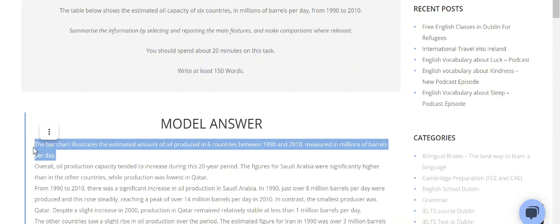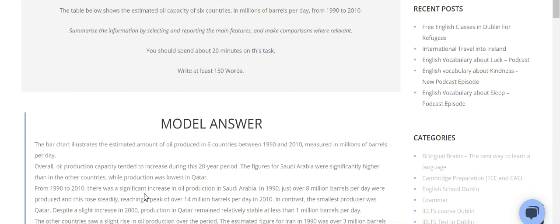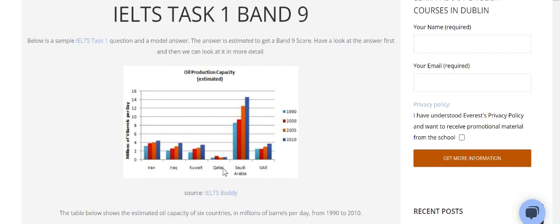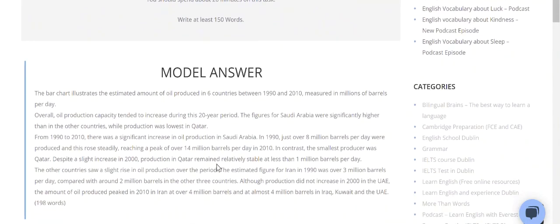Overall, production capacity tended to increase during this 20-year period. The figures for Saudi Arabia were significantly higher than in the other countries, while production was lowest in Qatar. He just expressed overall that Saudi Arabia is much higher than everyone else and Qatar is lower than everyone else.